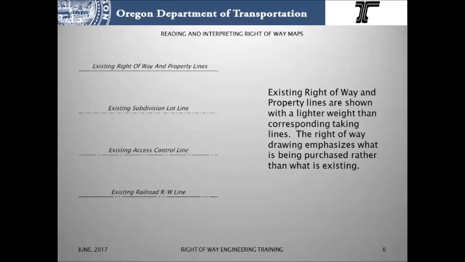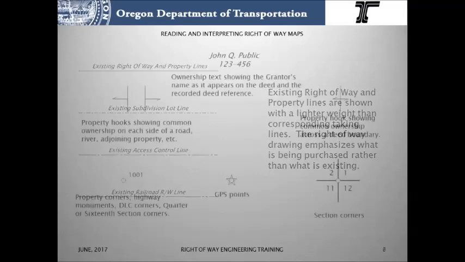Now, our existing right-of-way and property lines are shown with a lighter weight. They're thinner lines and corresponding taking lines. Now, our right-of-way drawings emphasize what is being purchased rather than what is existing. That's an important fact to understand.